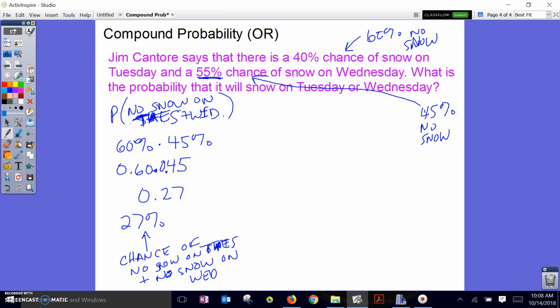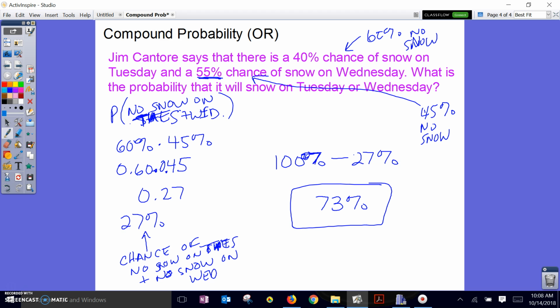All right. So, the probability that it will snow on Tuesday or Wednesday is 100% minus the chances that it will not snow on both of those days. And so the probability that it will snow on Tuesday or Wednesday is 73% when we have those different probabilities.